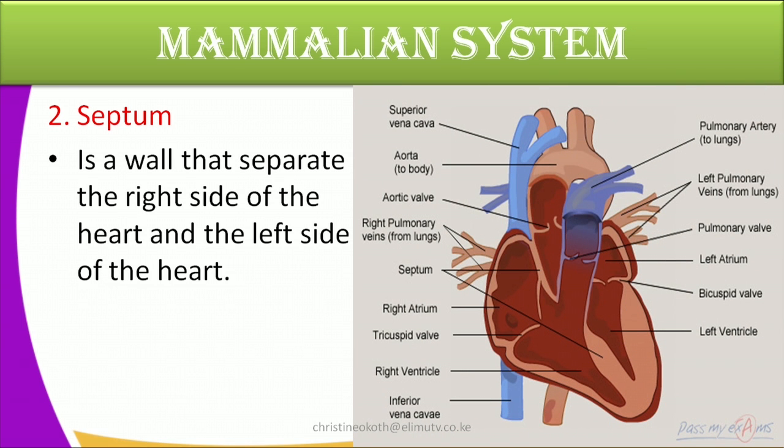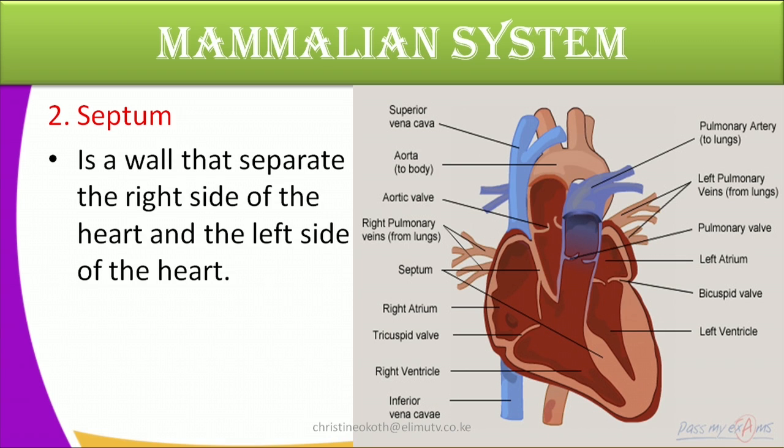Another structure you might have noticed when you're looking at the video on dissecting the heart of the sheep is something we call the septum. The septum is a wall which is found between the two sides of the heart. That is the left side of the heart and the right side of the heart. If you look at our diagram here, the septum is just that wall which is between the right ventricle and the left ventricle. So we have said that this is a wall that will separate the right side of the heart and the left side of the heart.